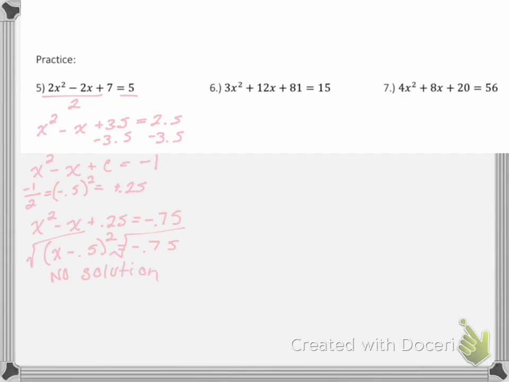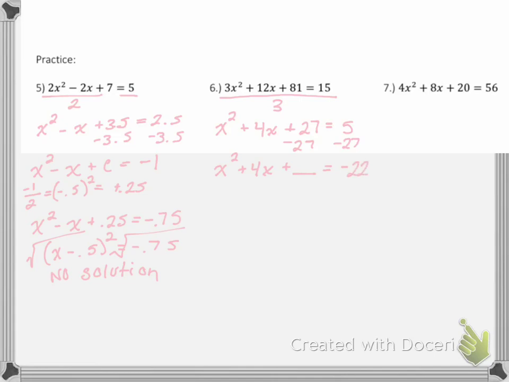So then number 6, I would start with dividing everything by 3 to get rid of that a value. So I get x squared plus 4x plus, let's see, 81 divided by 3 is 27, is equal to 5. Now I'll go ahead and get rid of my c value, so I'll subtract that from both sides. I get x squared plus 4x plus, we don't know the c value just yet, is equal to negative 22.